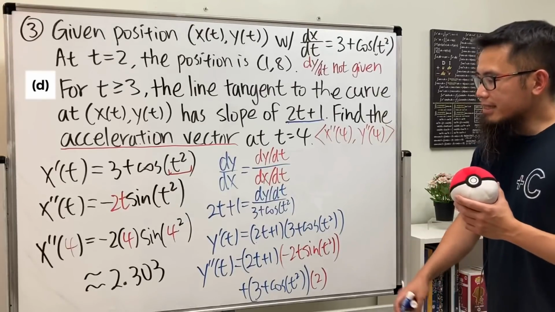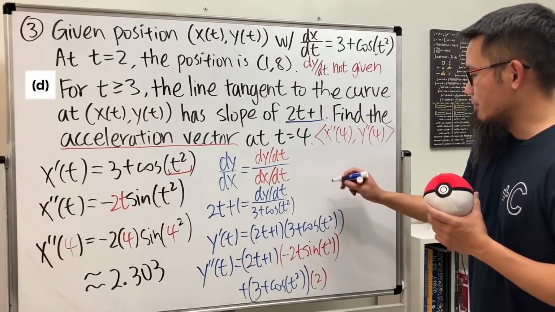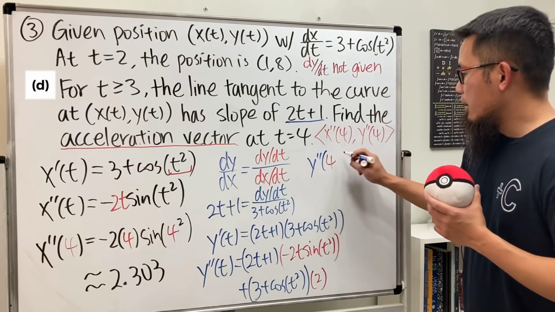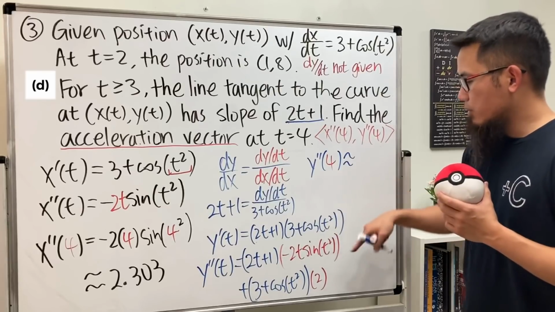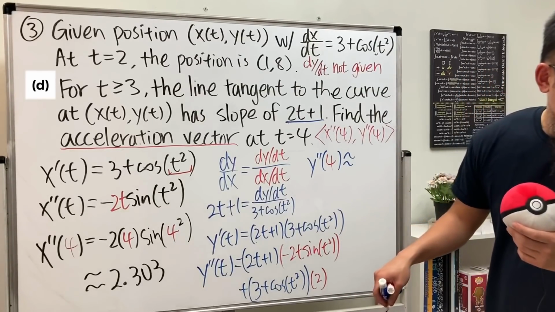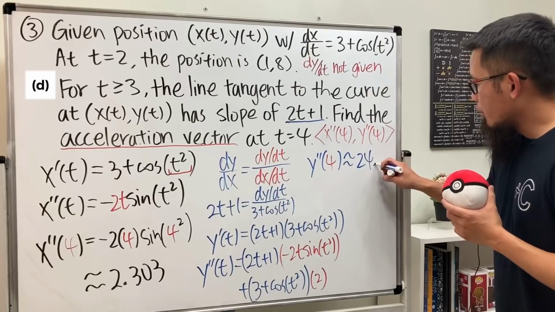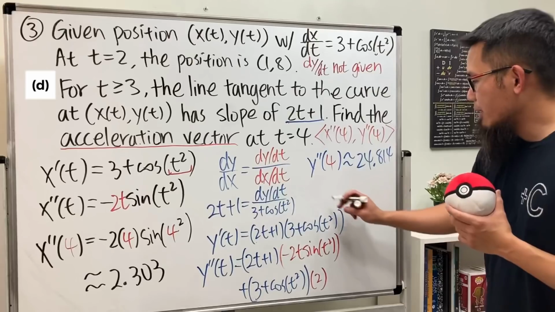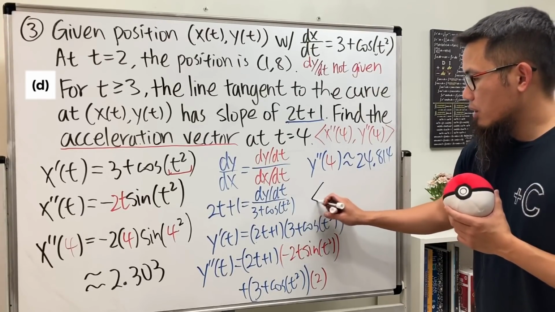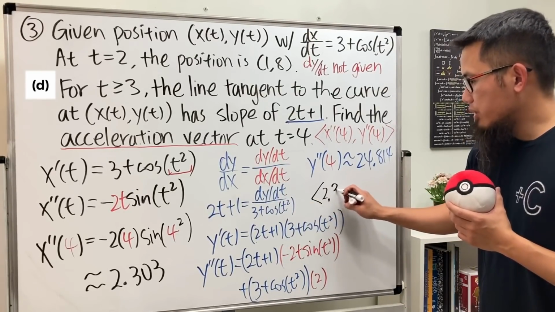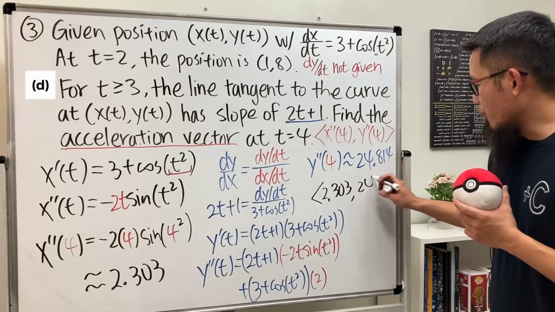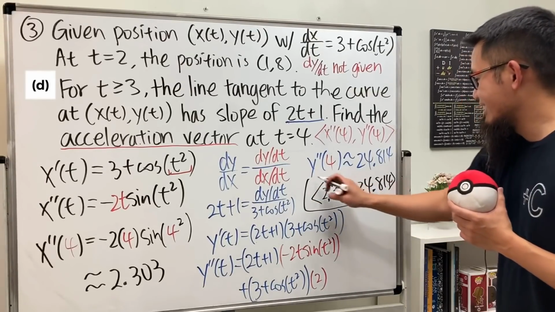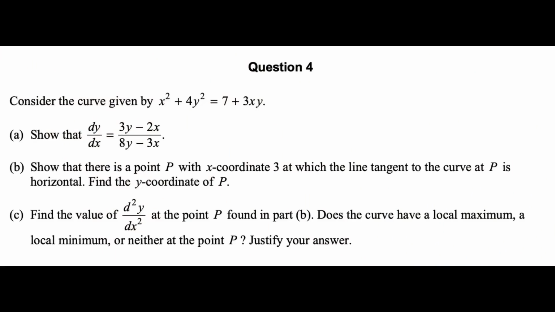Okay? And I'm going to let you guys plug in the value because I'm about to run out of space. But if you do y double prime and then if you plug in 4, this right here is going to be approximately, right, you enter the 4 in there, you get 24.814. So finally, we have the answer now. It's just going to be 2.303, 24.814. Yeah, so this right here will do it. Yeah, that's it.